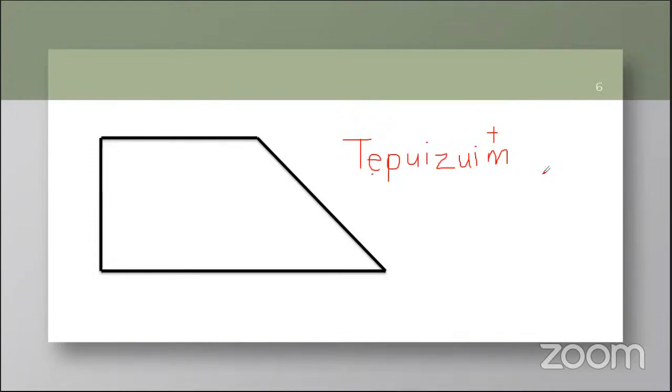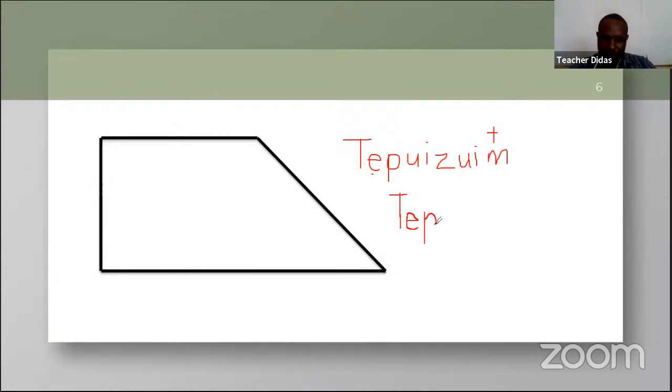I don't want you to tell me the words in here. T, capital T, E, P, U, Z, U, I, T. Oh, trapezoid. Wow, I'm learning new words today. Thank you, Fidel. You're a good boy.